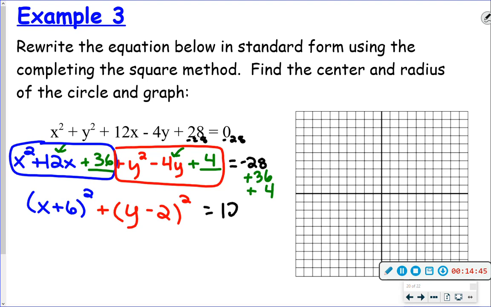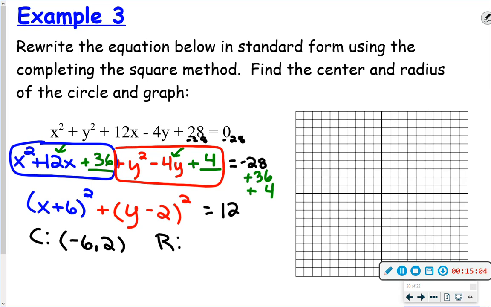Okay. I'm going to write down the center. We'll get the radius. I'm a little worried about this radius here. And then we'll try to draw. Center: switch the signs, -6, +2. Now, I said I'm a little worried about the radius. Here's why. Is 12 a perfect square? No, so it's going to give us a decimal.